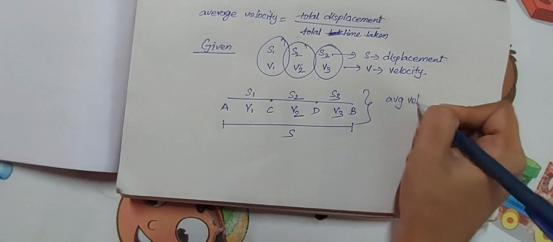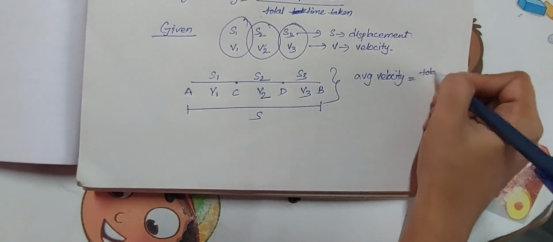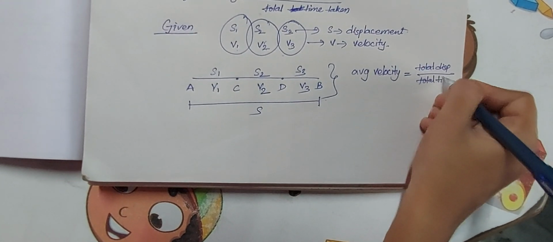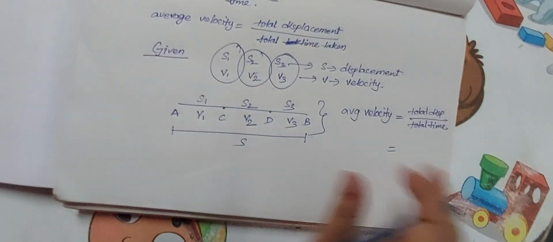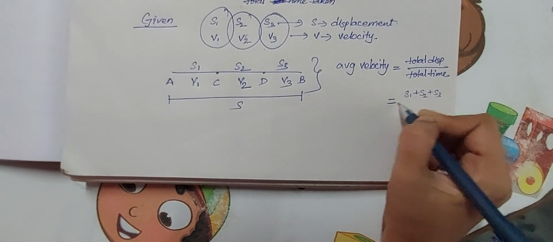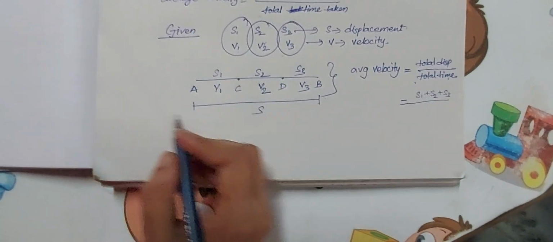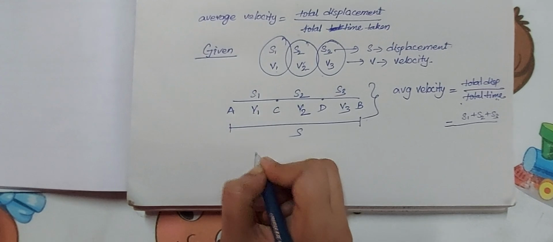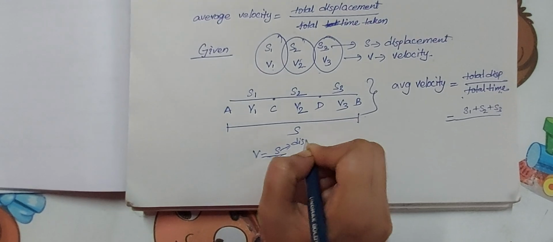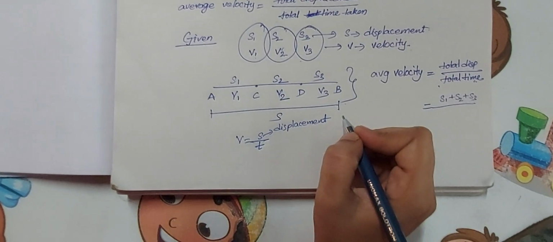When they give the data like this and ask you to find the average velocity, the general formula is total displacement by total time taken. Here the total displacement can be considered as S1 plus S2 plus S3. But now the confusion starts about what to take for time. Let us go back to the previous formula. Velocity is equal to displacement by time. Here S is for displacement, not speed. Please remember this.